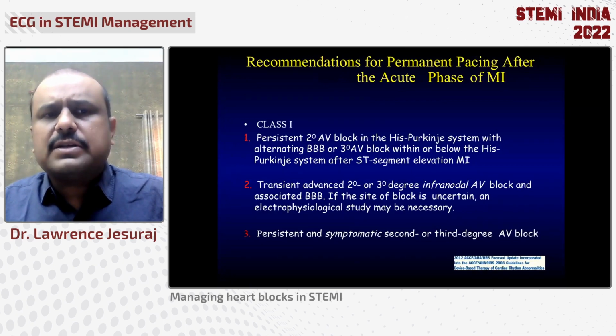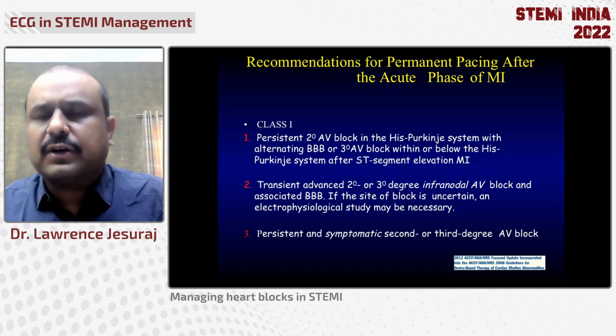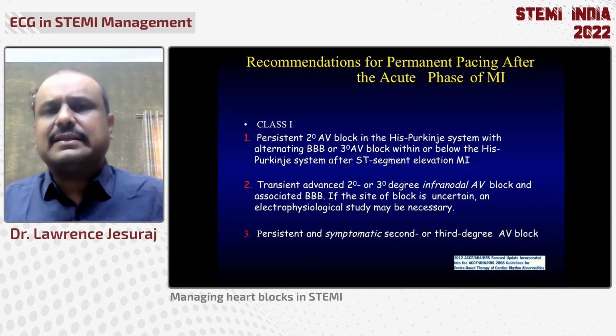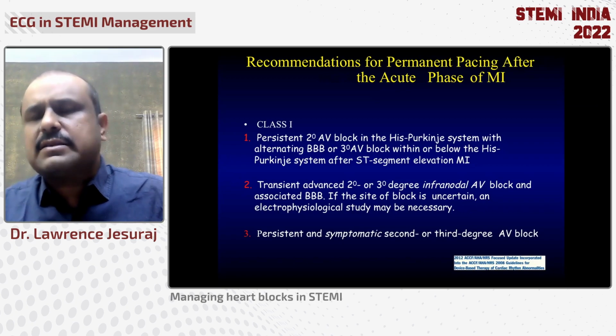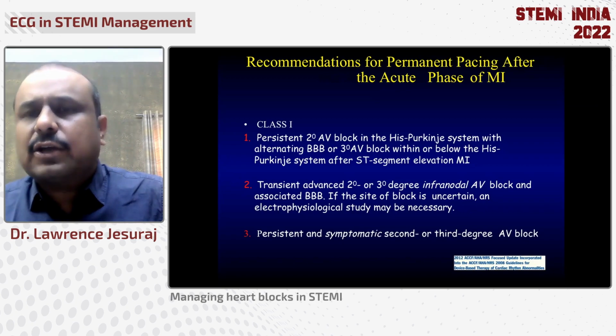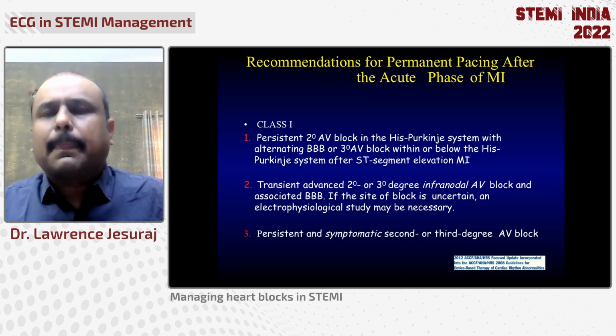The class 1 recommendations remain persistent second-degree AV block with His-Purkinje system involvement with an alternating bundle branch block, or third-degree AV block within or below the His-Purkinje system after ST elevation myocardial infarction. Any patient who has an infra-AV nodal block secondary to myocardial infarction may require a pacemaker. This can be assessed by surface ECG by looking at the QRS width. The wider the QRS, the higher the chance that the block is infra-AV nodal.